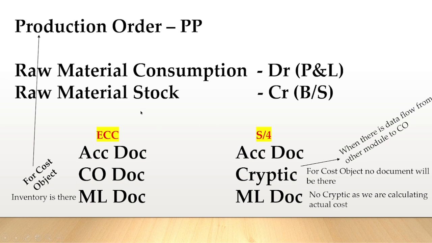What are the documents we will get? In ECC, we will get an accounting document. In S4 also, we will get an accounting document. With respect to the cost object, we will get a CO document in ECC. In S4 also, we will get a CO document, as cryptic. Cryptic, as we already discussed, is when there is data flow from other modules to CO. Again, inventory is there, so we will get a material ledger document also. In S4 also, we will get a material ledger document. In S4, no cryptic, as we are calculating actual cost.